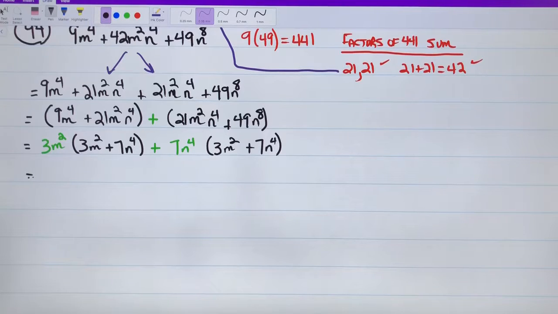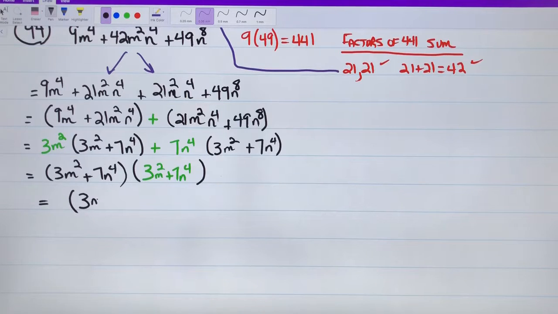If you notice, we had the same binomials. So we have 3m squared plus 7n to the fourth, and the outside terms give us another 3m squared plus 7n to the fourth. So we have a repeating binomial, and for the final answer in this one, we end up with 3m squared plus 7n to the fourth, quantity squared.